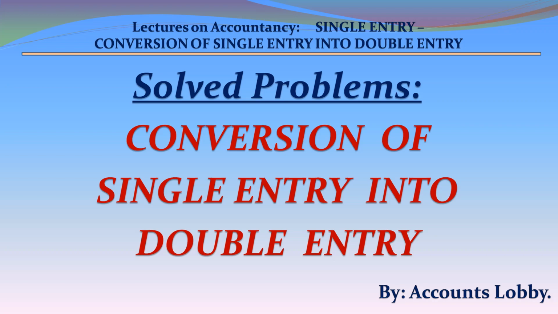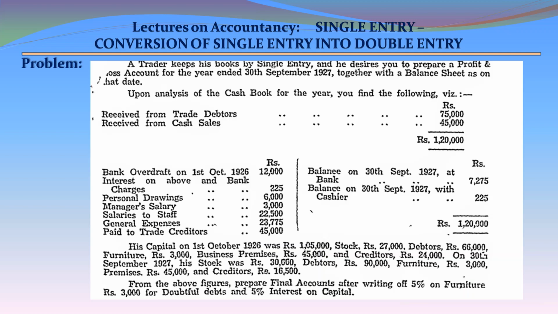Solved problems. Conversion of single entry into double entry. Problem. A trader keeps his books by single entry and he desires you to prepare a profit and loss account for the year ended 30th September together with a balance sheet as on that date.